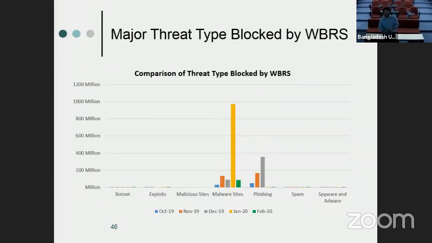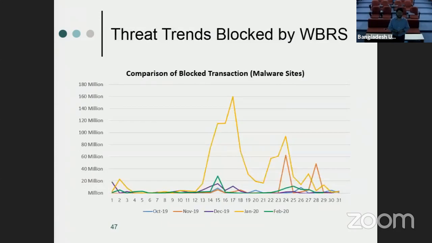So this is the overall comparison for the 5 months. As you can see, the dominant part is the phishing and the malware sites that are blocked by default. In particular, we want to look into malware sites. So this is for 5 months.